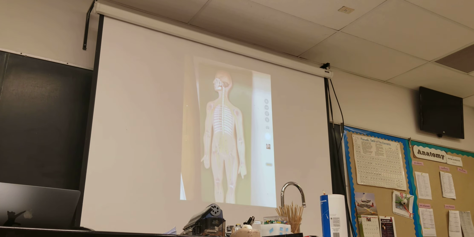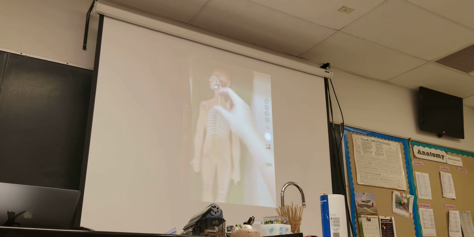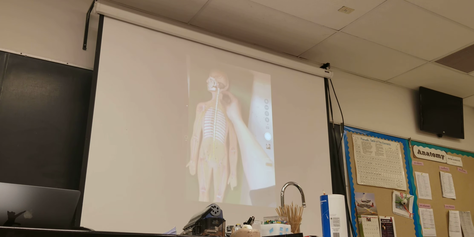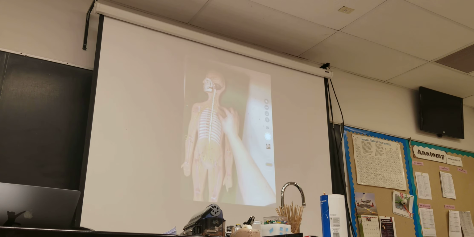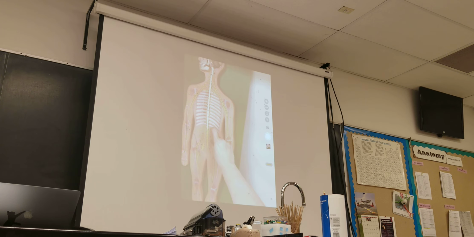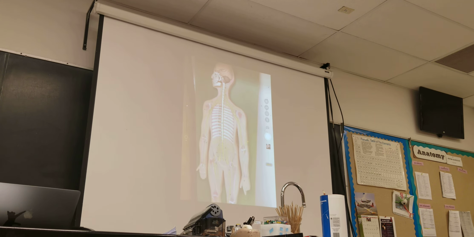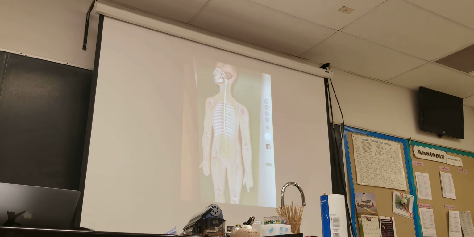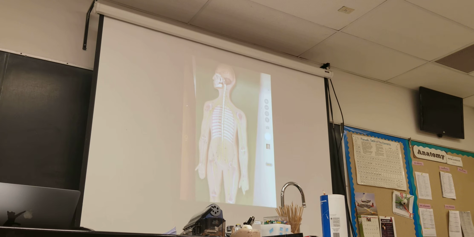And then here's the nervous system. So, which plexus? Cervical, brachial, lumbar, sacral. Okay. And then there's 4 nerves for each one. Okay, 4 nerves for each one.